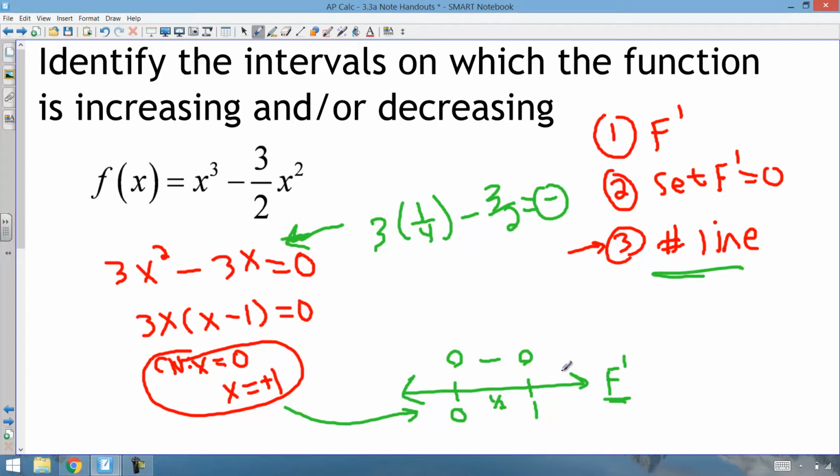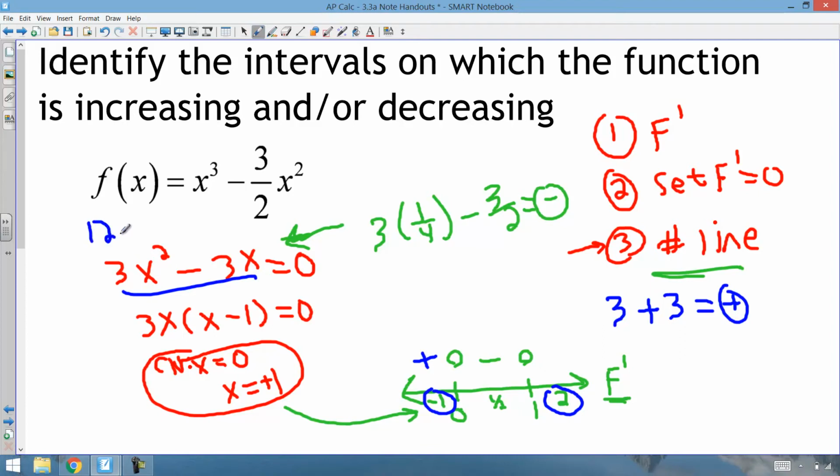Now what we need to do is take a number that's over here. Any number will do, but let's just take 2, and let's take negative 1. So I'm going to go ahead and test these numbers. Let me get a different color maybe. So negative 1, I pulled that number out of my head. I'm going to plug it into here. I've got 3 plus 3. So I've got a positive, which means that the derivative is positive this whole time. When I plug in 2, I get 12 minus 6, which is a positive 6. So I'm going to put a positive here.